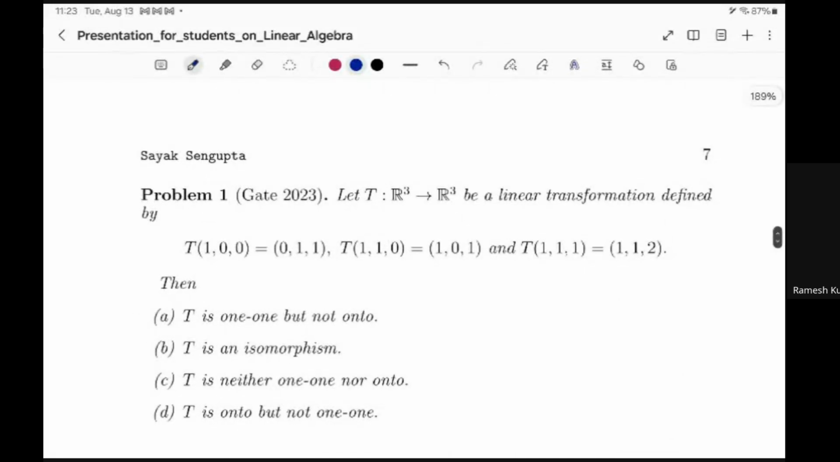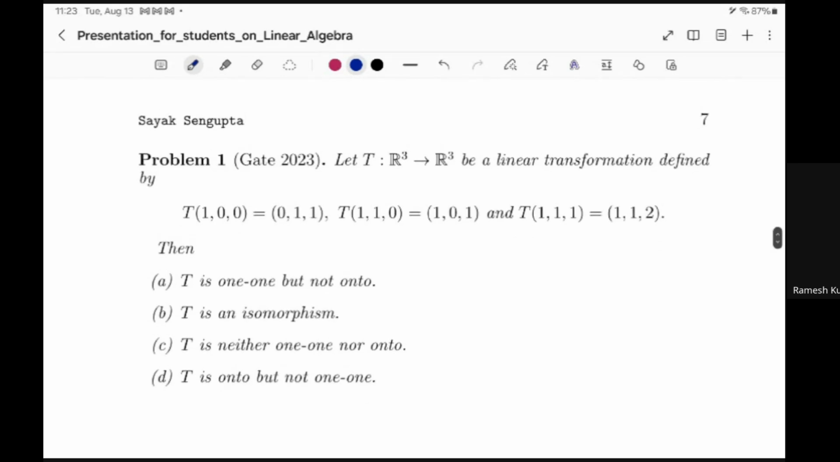Okay, so the first problem is, I took it from GATE, which was shared by Dr. Vinod. Now, we have covered all the bases for this problem, so we can just get on with it. Say you have this linear transformation T going from R3 to R3. So this is an endomorphism on R3, and you have defined this T on the basis.